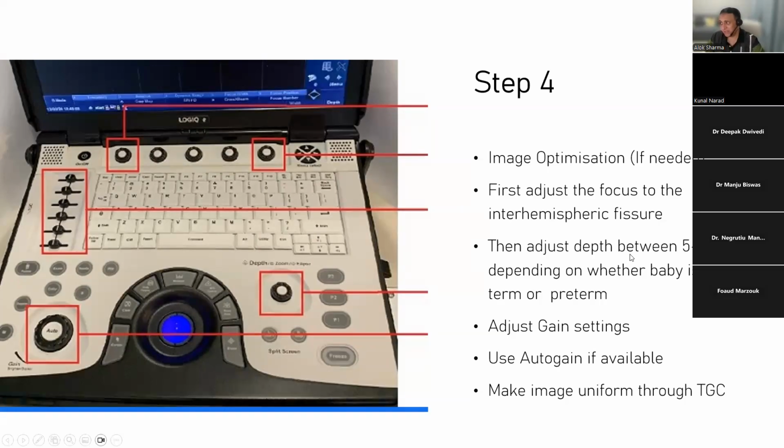You then adjust the image depth to 7 centimeters for a term baby, 5 for a preterm baby, auto gain or adjust gain settings. If you feel that you're not getting enough gain in the deeper part of the image because of attenuation, you might need to increase time gain compensation of the lower part of the image. On the other hand, if you only have a very low frequency for a preterm baby, then the deeper images will give you better resolution than the superficial images. Again, you may have to increase time gain compensation in the upper half of the image. So these functions are step 4.